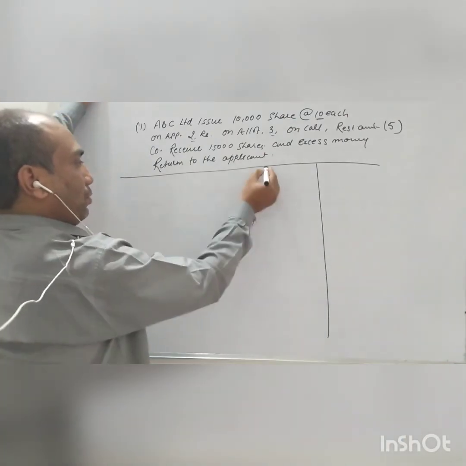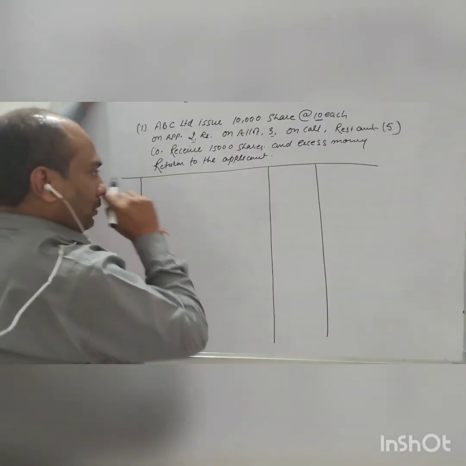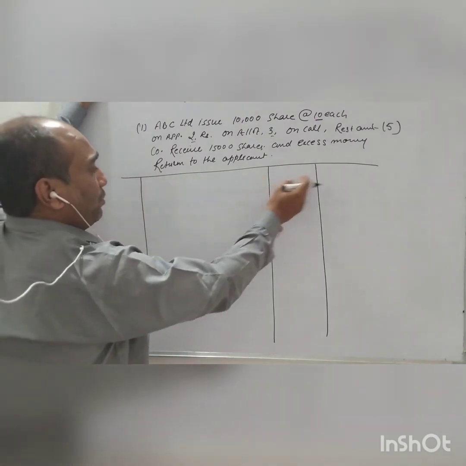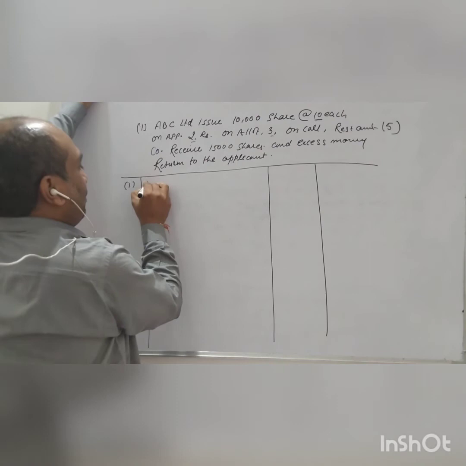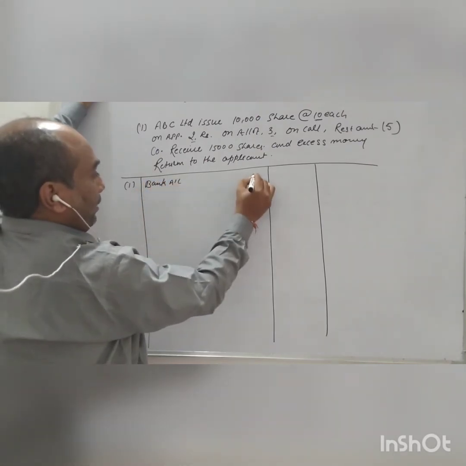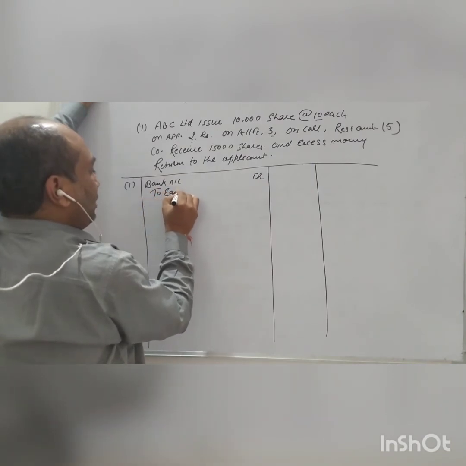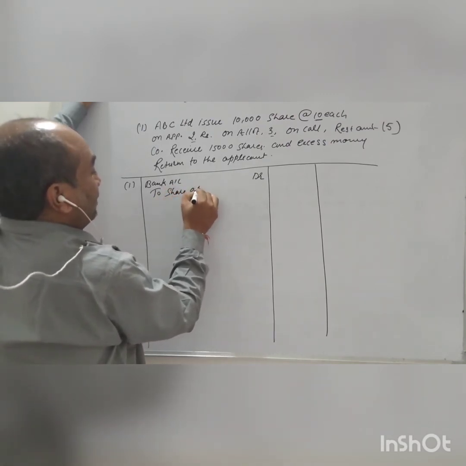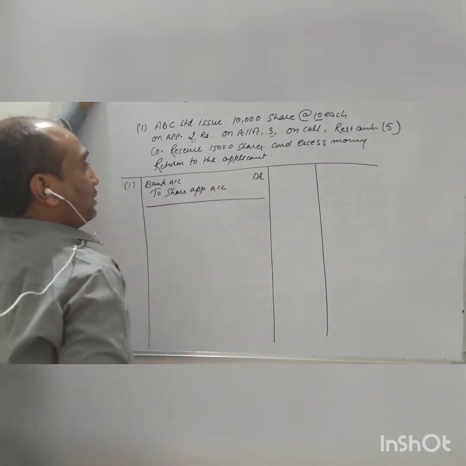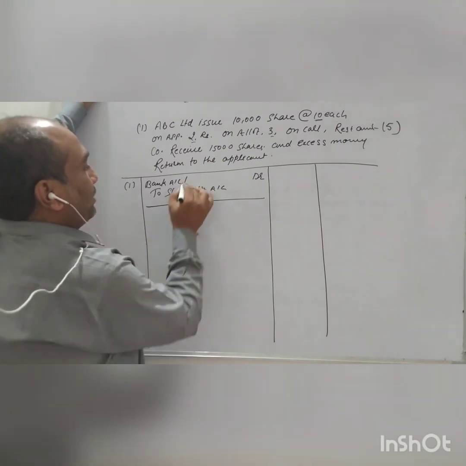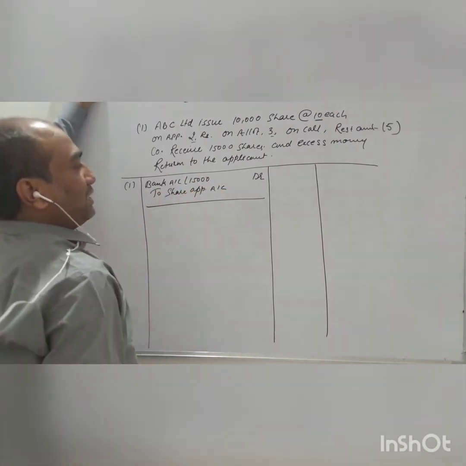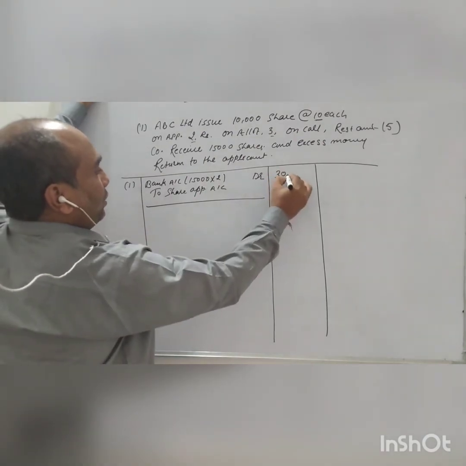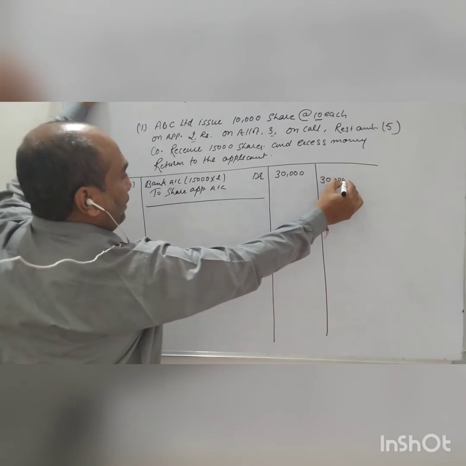Just look at the board. First entry: the serial number or date, whatever is given, we put the date here, then particulars, debit amount and credit amount. First entry will be Bank Account debit to share application account. The word equity is not mentioned here, so we will not use the word equity. Got it? Here we issued 10,000 but applications were received for 15,000.